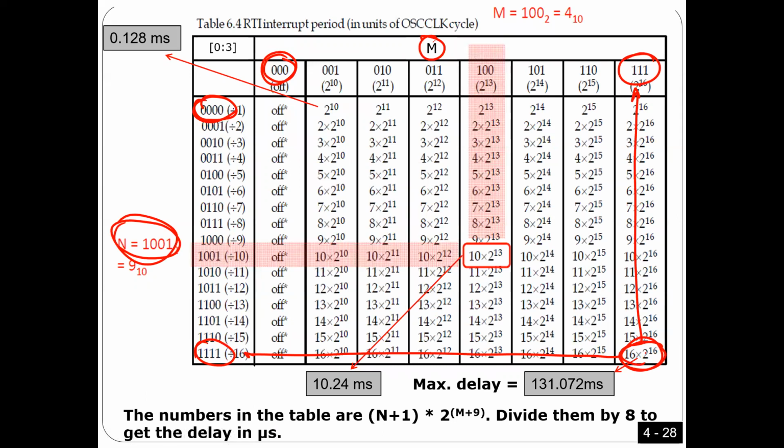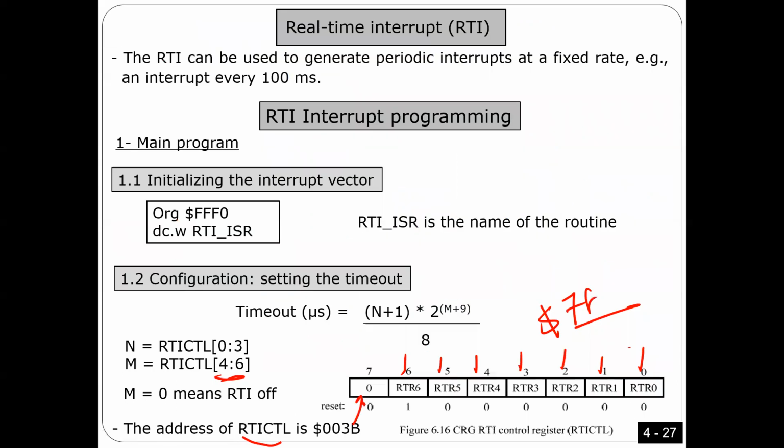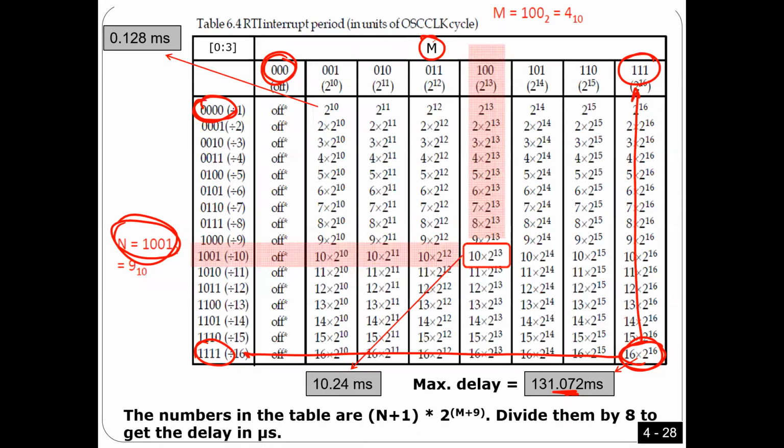Now you have some numbers here, how do you convert these numbers to time? It's very simple. Look, there is an equation here, guys. This is the time in microseconds. It is the value of (n plus 1) times 2 to the power of (m plus 9), divided by 8. The table gives you this value, so for any value here, take it and divide by 8 microseconds. That's it.